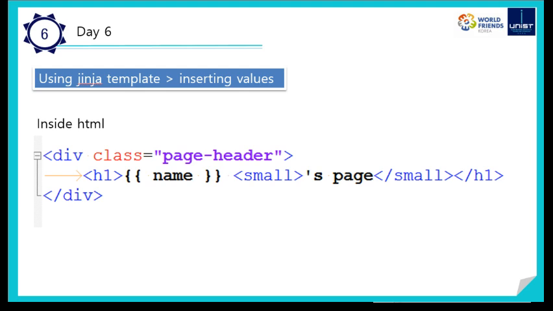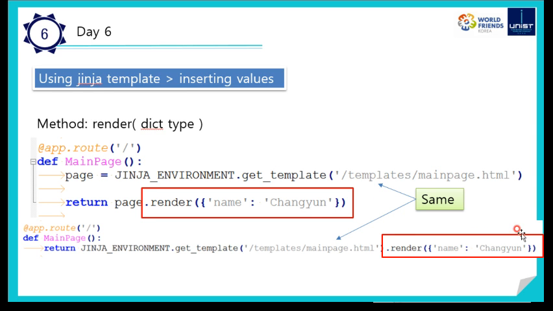And inside the HTML file, you can display the value with double curly brackets like this. Curly bracket, and the dictionary key, and closing curly bracket. And this name will be replaced with the value that is defined by the key name, which will be Changyun.